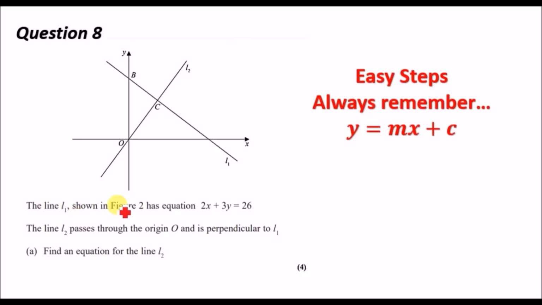So the line L1 shown in figure 2 has equation 2x plus 3y equals 26. We can, of course, rearrange it into the standard y equals mx plus c later. Now, the line L2 passes through the origin and is also perpendicular to the line L1. What this means is that since we know the equation of L1, the gradient of L2 is just going to be the perpendicular gradient. So it's going to be the negative reciprocal of whatever the m value is for the first line. Now let's go ahead and find an equation for this line L2.